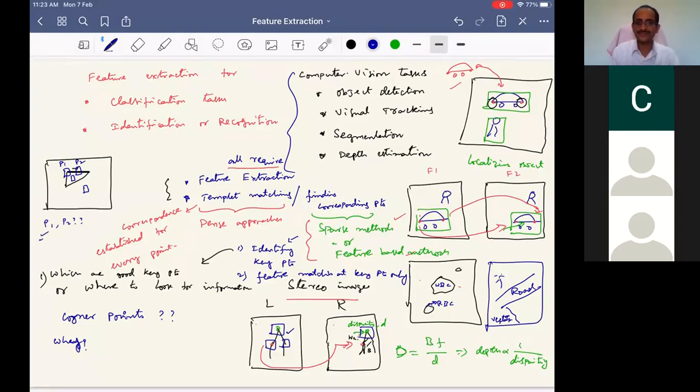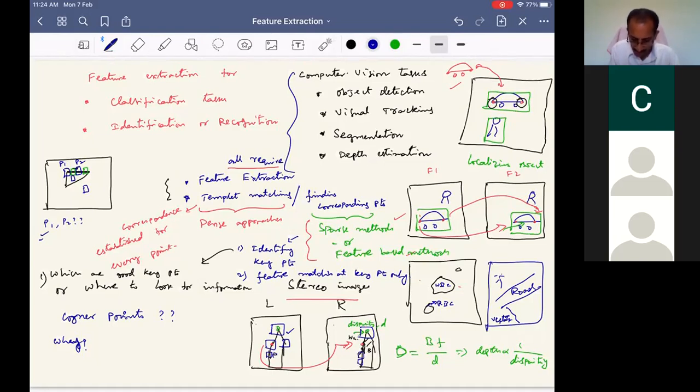Because along the edge at P2 there will be zero intensity change, whereas a corner gives high intensity change in all directions. Very good. If I want to match this point P2, it cannot be matched uniquely. It can be matched with any of these other points as well. If you see between two templates, this edge point can be matched with respect to this point, or this point, and so on.